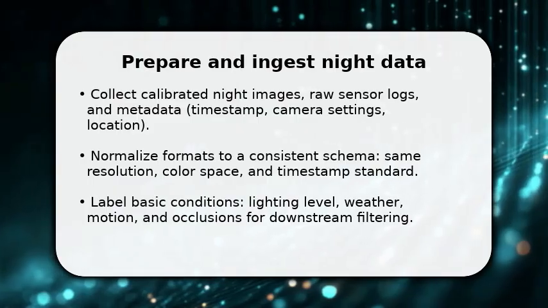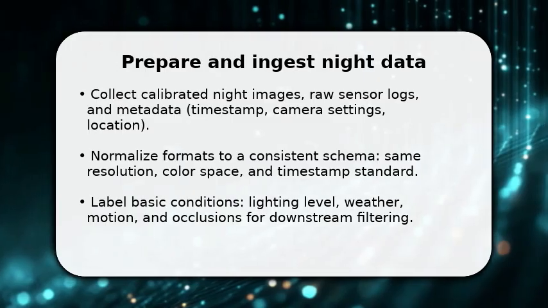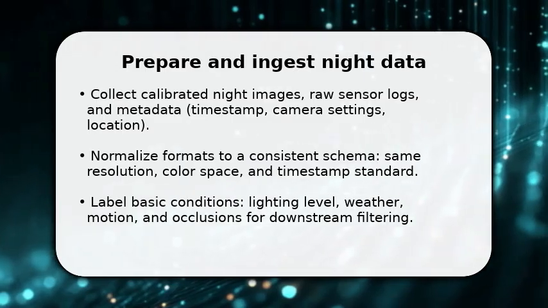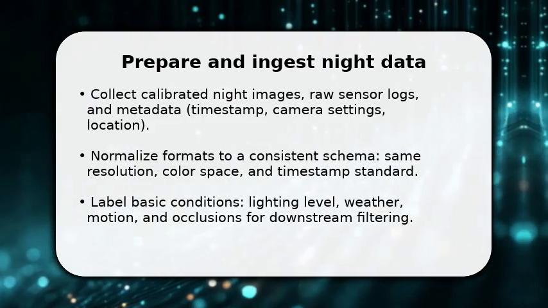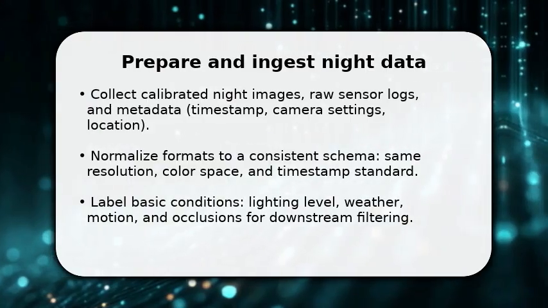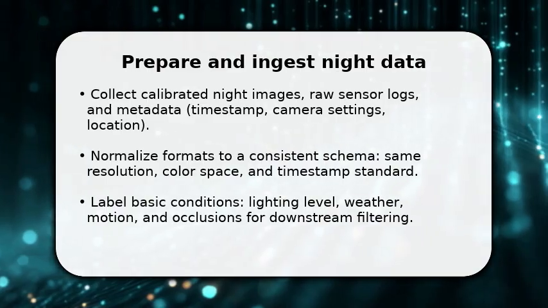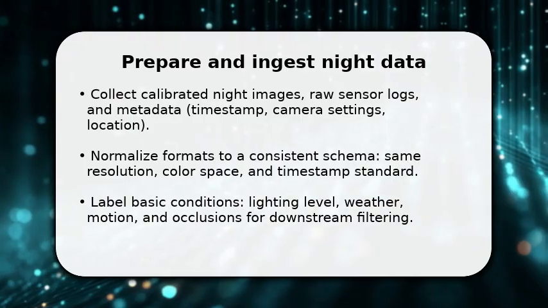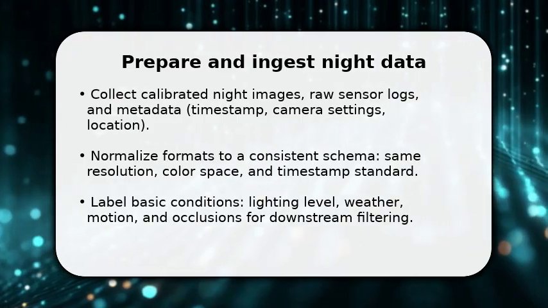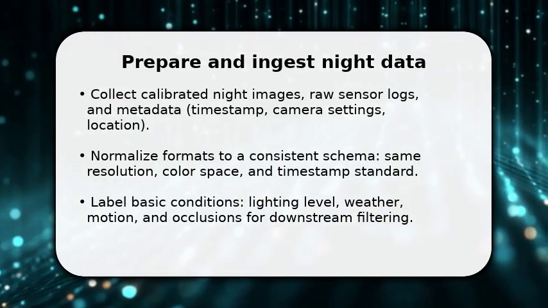You start by ingesting calibrated night data right away. Align timestamps and GPS so records match daytime equivalents. This avoids later drift. Once ingested, normalize resolution and color space so algorithms see consistent inputs. Make sure to extract metadata like exposure, ISO, and ambient illumination because you will use those to correct biases.